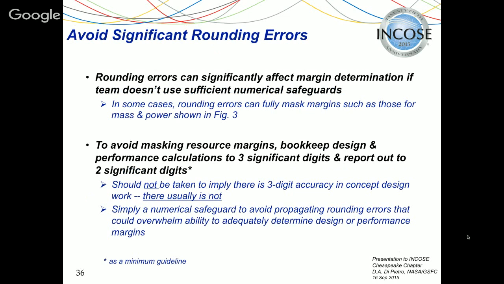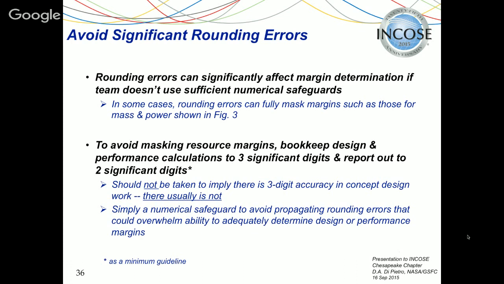Okay, second is avoid significant rounding errors. Rounding errors can significantly affect the margin determination that we looked at back in figure 3, the 25% that you need at the beginning of phase B, for example. In some cases, rounding errors can fully mask the margins, as we showed in figure 3.